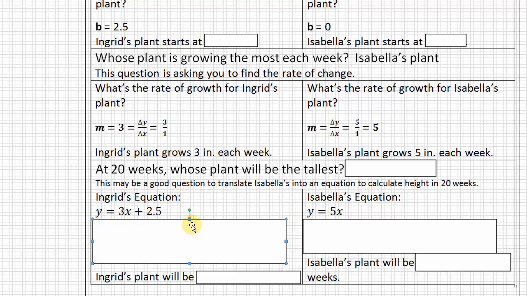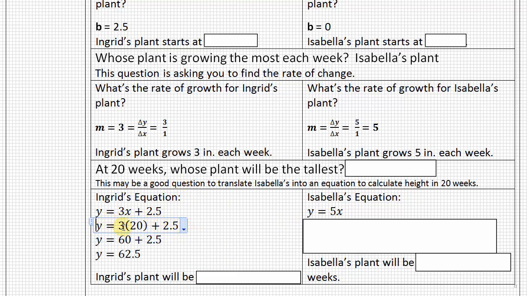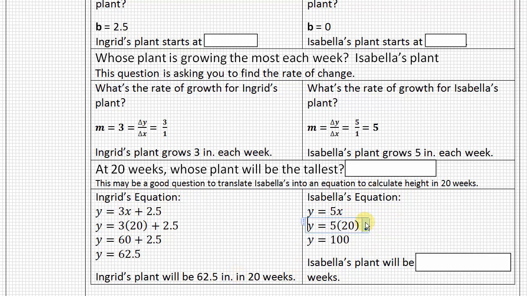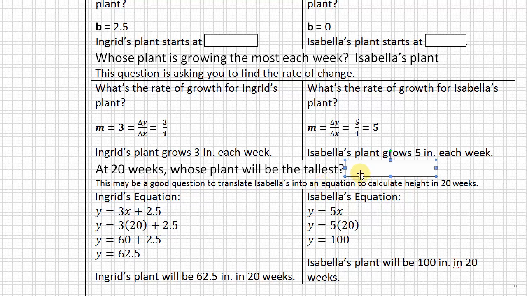Then for both of these, we wanted to plug in 20 and do our calculations. So I've done that here. I plugged in 20 weeks. 3 times 20 is 60, and then we're adding on 2.5 for that starting value. And Ingrid's plant will be 62.5 inches in 20 weeks. For Isabella's, if we plug in 20 into our equation, we get 5 times 20. Well, 5 times 20 is 100. So Isabella's plant, after doing our calculations here, we see will be 100 inches in 20 weeks. And so in 20 weeks, whose plant was the tallest? That would have been Isabella's.